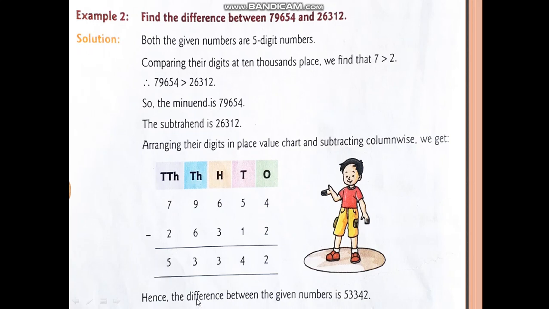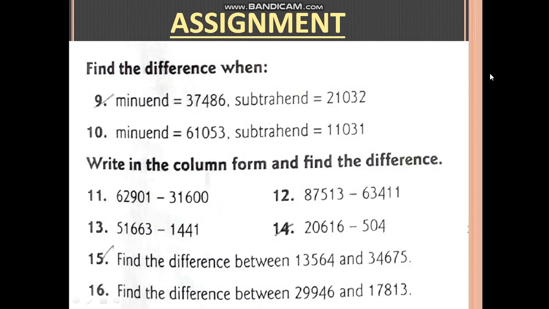So our answer is 53,342. Here I have given you the assignment. In questions number 9 and 10, the minuend and subtrahend are given to you. So minuend means the larger number and subtrahend means the smaller number. You have to find the difference between these two numbers.